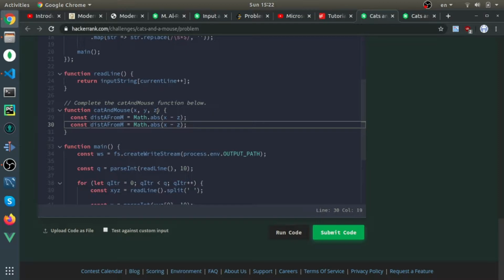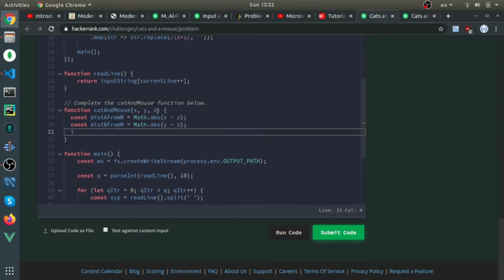I think it's simple. So the second one is distance b of cat B from m, where you need to subtract y from z. And now just simple if statements. So if the distance of the B cat is bigger than the distance of the A cat, just return that cat A will eat the mouse, since the cat at position B is further away from the mouse.